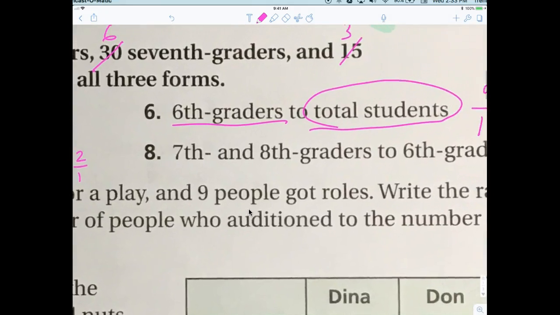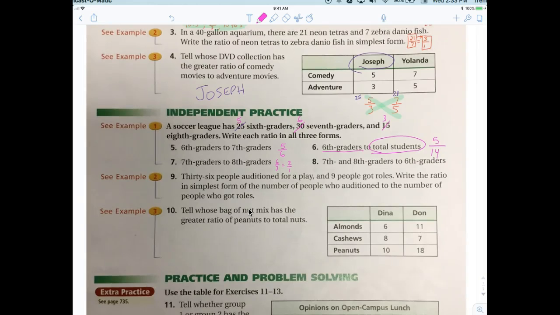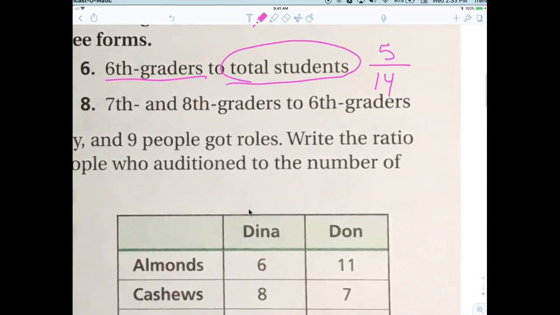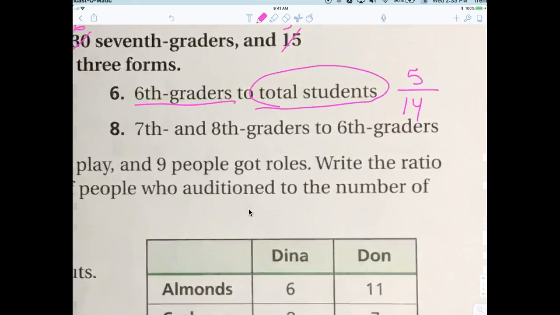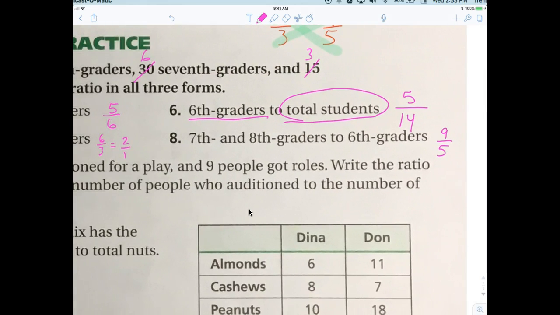What about number 8? It would be 9 over 5. Why is that? Because 7th and 8th graders, you add them. That would be 6 and 3, and then to 6th graders, which is 5. Does anybody disagree with that? So you add up the 7th and 8th graders, right? And you compare it to the 6th graders. Everybody okay with that? All right. Thomas, you still good?